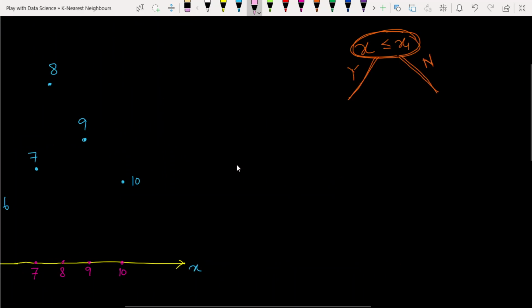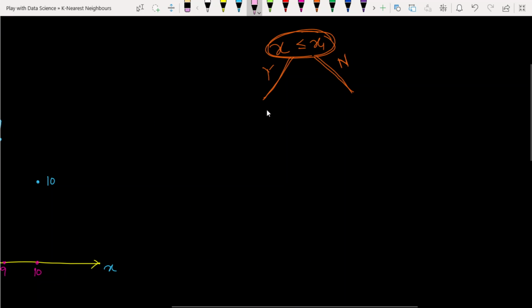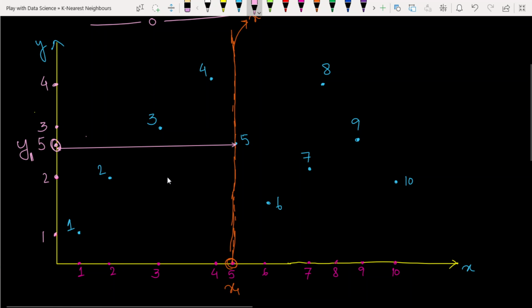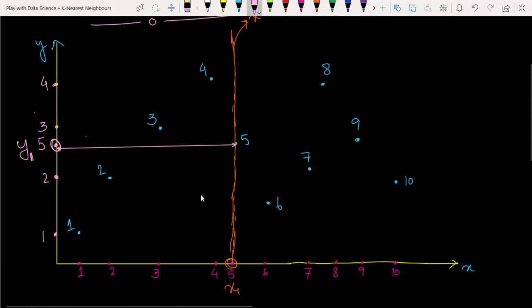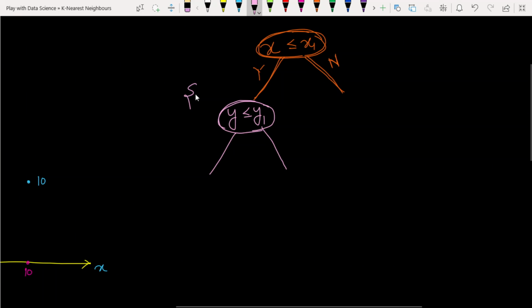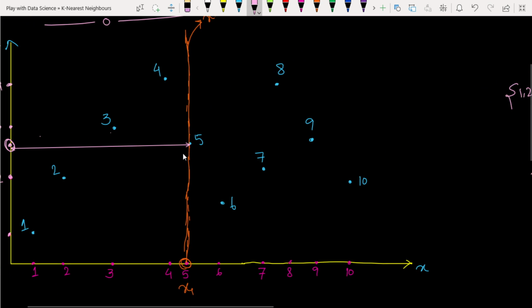Now what do we get here? If y is less than or equal to y1, then what will be the value? First write down the points. If we take this whole plane, the points will be 1, 2, 3, 4, as well as 5, which I am considering here inside.